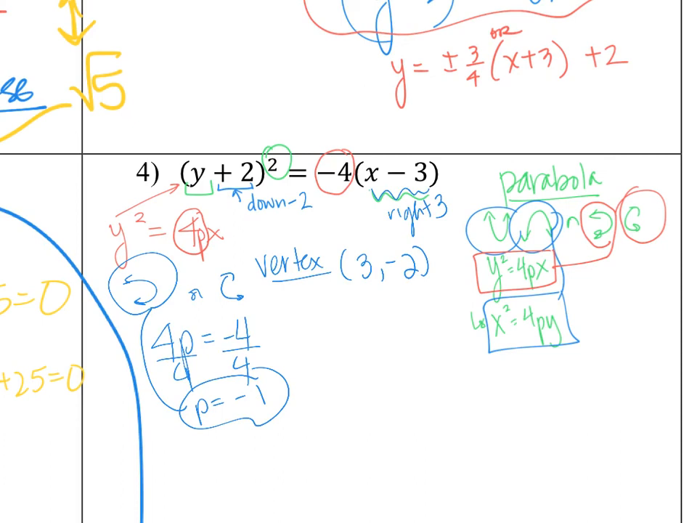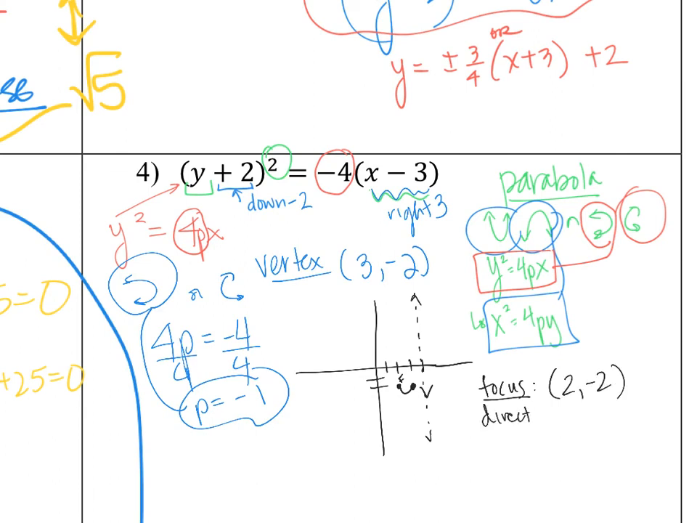So I'm going to plot what I have here so far. So with my vertex, 1, 2, 3, down 2, here's my vertex. And that -1 tells me that I'm going to be opening up this direction, and there's my focus. I also know my directrix will be 1 backwards. So my focus is going to be to the left 1 from my vertex. So that will be at 2, -2. And the directrix was to the right 1, which puts it at x equals 3.